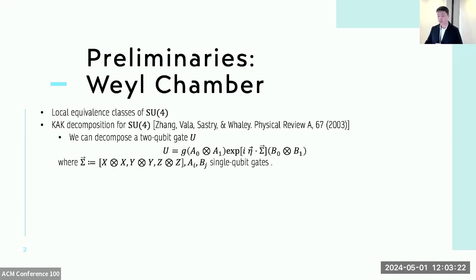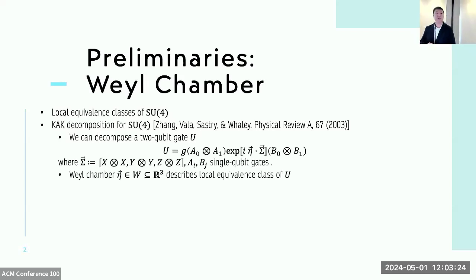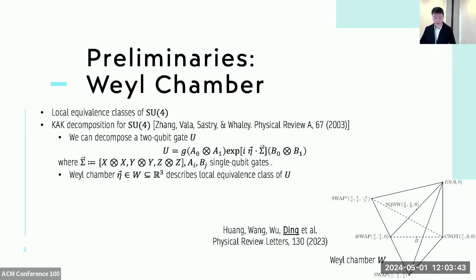The nice thing about this decomposition is that you can prove that this eta is the coefficients of these linear combinations. It's a 3D real vector. This eta describes the local equivalence class of U. So all the SU(4) gates that are locally equivalent have the same eta. And this eta lives inside the space which we call the Weyl chamber, which looks like this 3D tetrahedron.